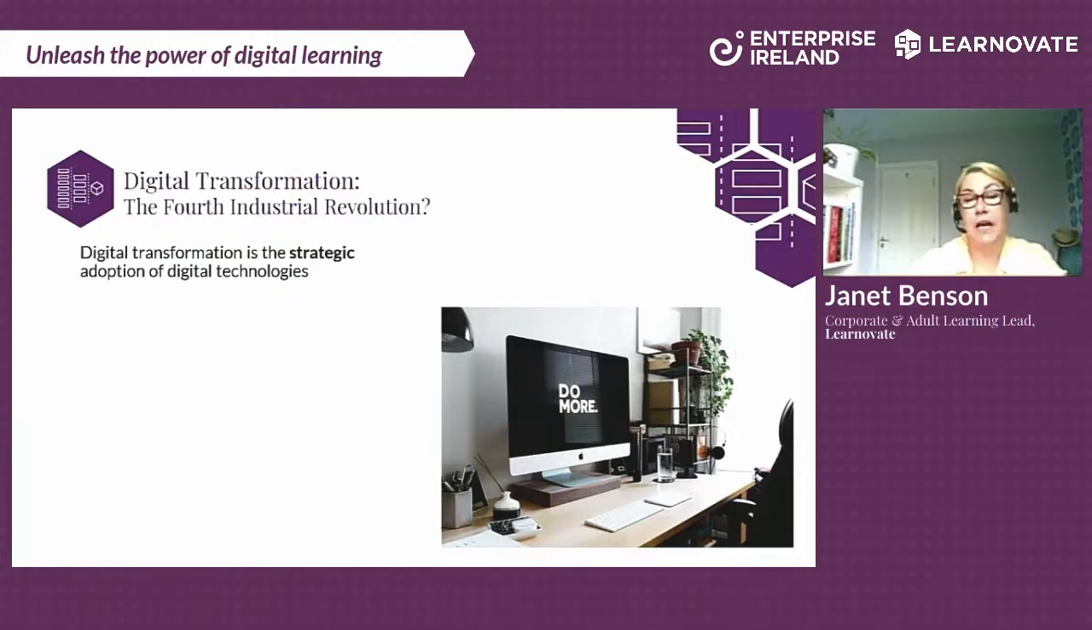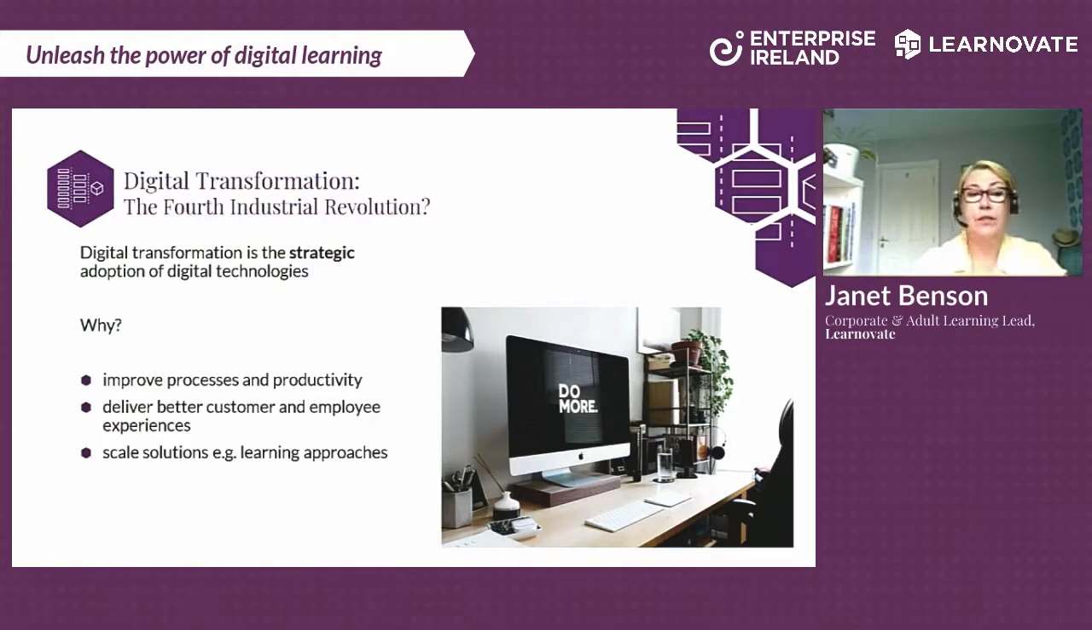And I highlighted the word strategic there because it's definitely not a case of just bringing in random tools for learning or for any kind of digital move. It has to be a very strategic, top-down approach and a very definite decision to make when you're looking at digital transformation. Why do businesses do it? It improves processes and productivity. It can deliver better customer and employee experiences. And when we come to look at learning, it's very much around scaling your solutions, so being able to reach a lot more people in a lot more countries.